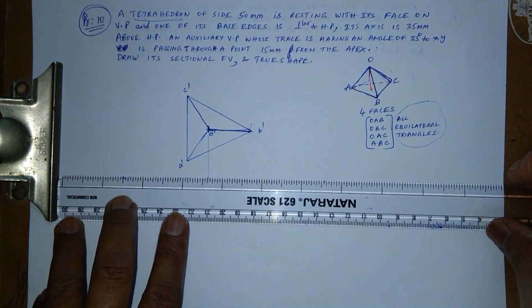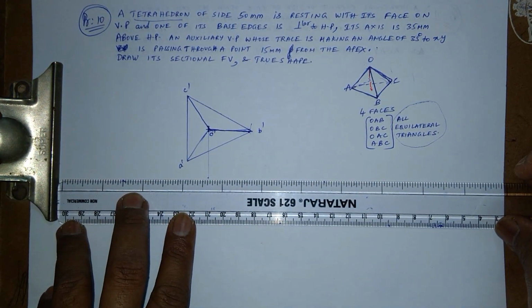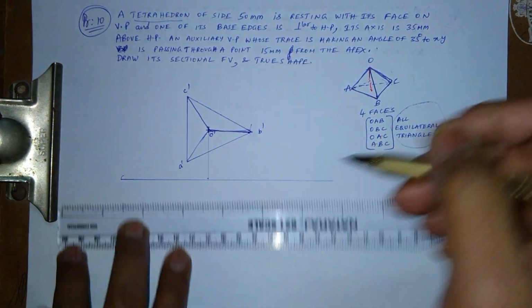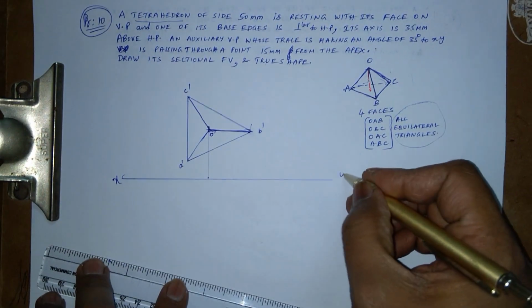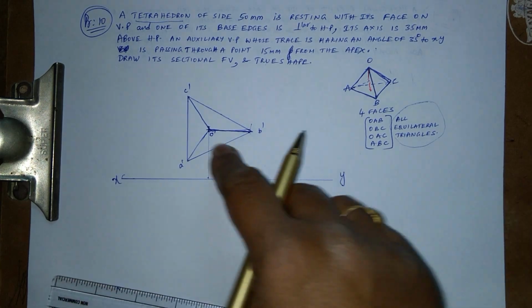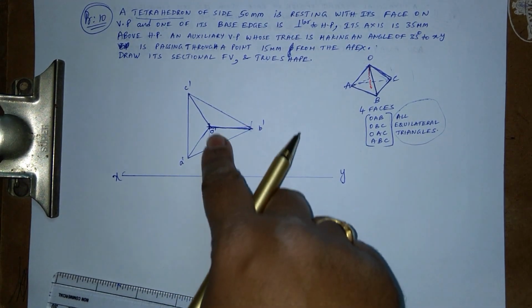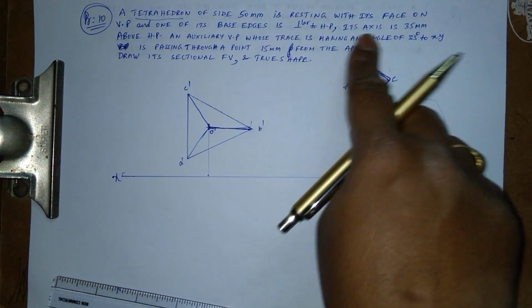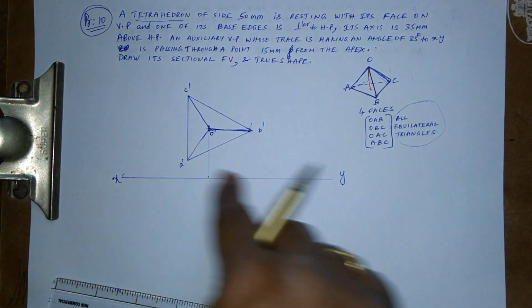Now this is my XY line. This is my XY line. And then I have one base edge perpendicular to VP. This is my axis point. From here till here, this is 35. As per the question, I'm just going through and getting the base shape and all those things.